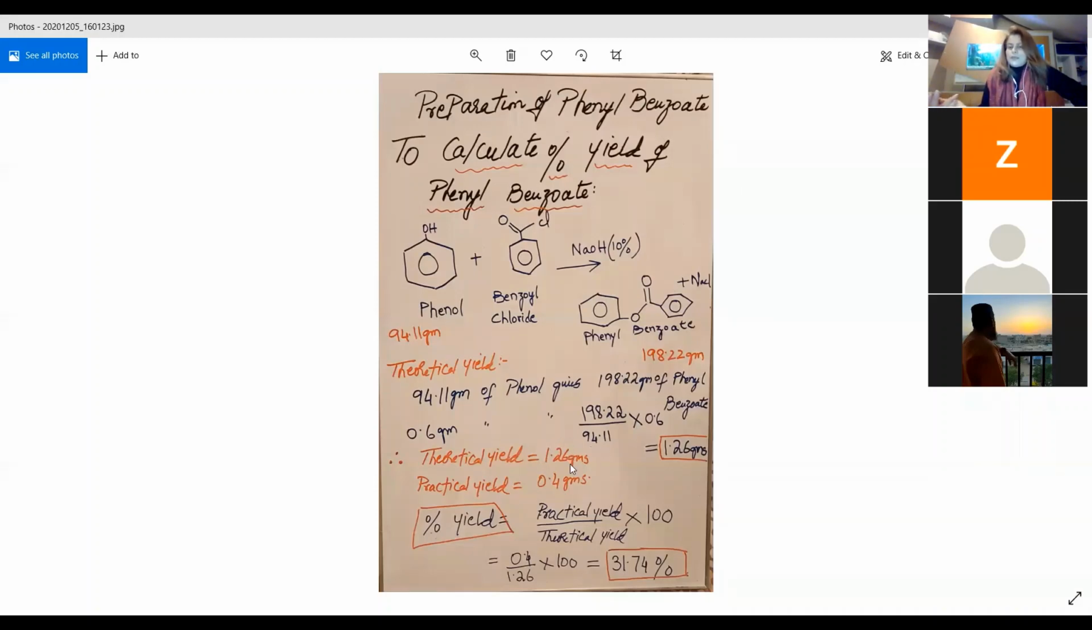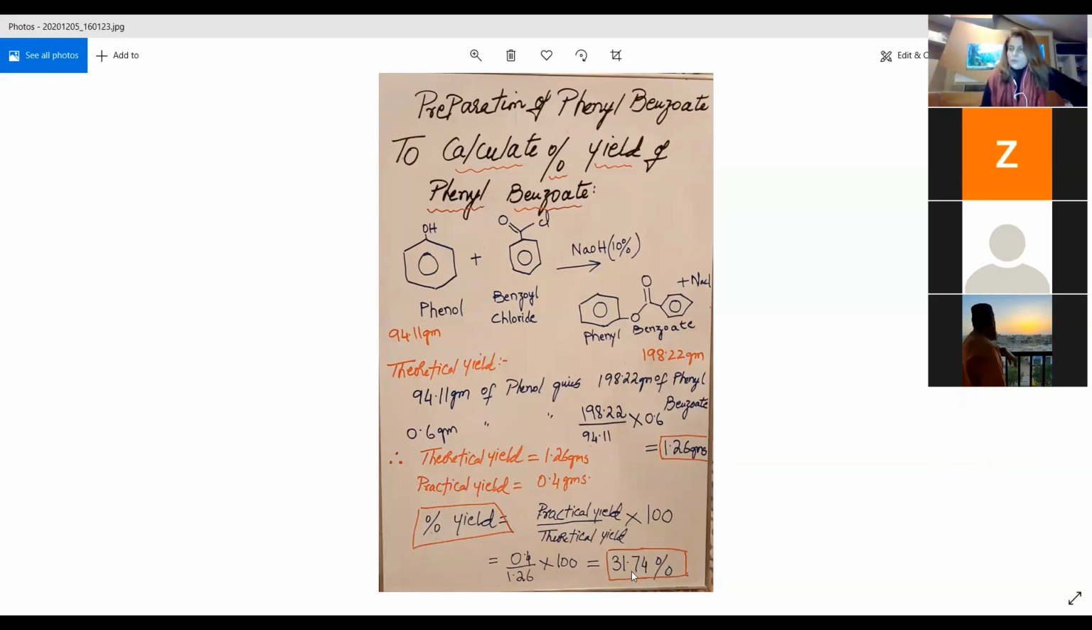Now you have both the values, your practical yield and your theoretical yield, and you are going to put them over there. Just for assuming, if you weighed your practical yield, it is about 0.4 grams. We will put 0.4 grams up. You will divide it with the theoretical yield, that is 1.26, and you will multiply with 100, because percent means 100. Keep this in your mind: whenever somebody says percent, you have to multiply with 100. So you got the percentage of your compound, that is 31.74% of phenyl benzoate.